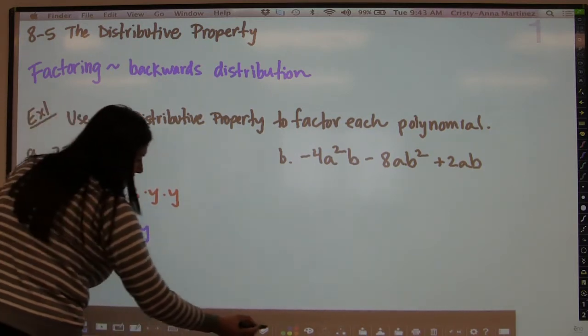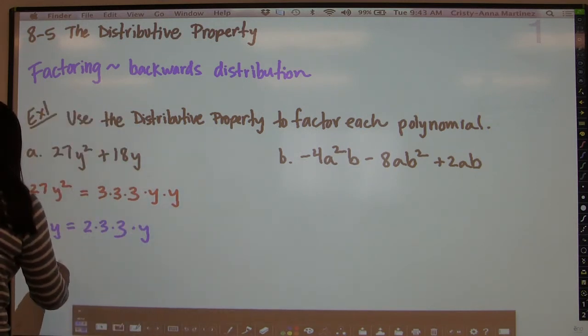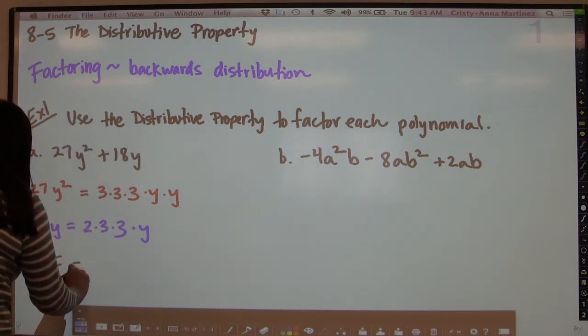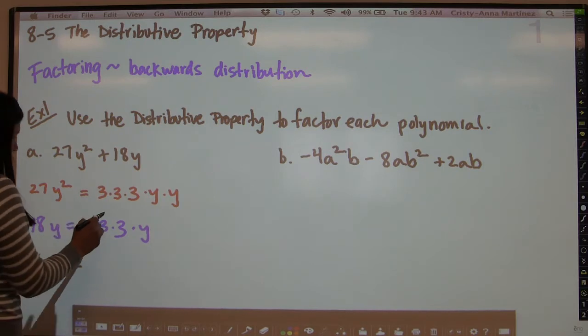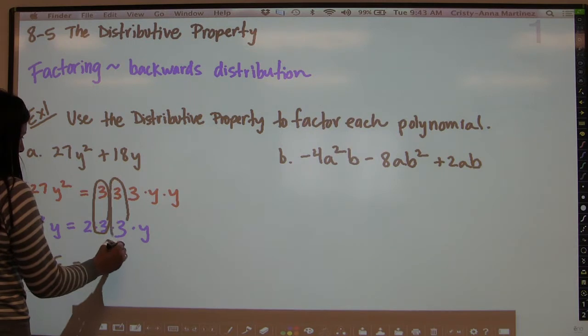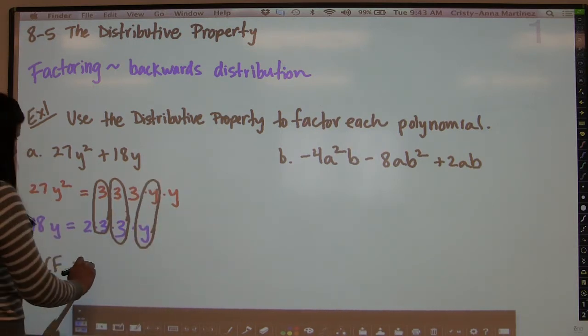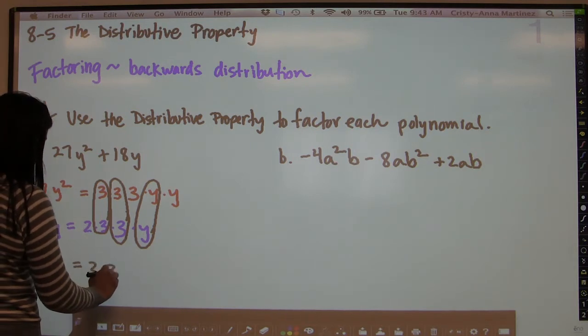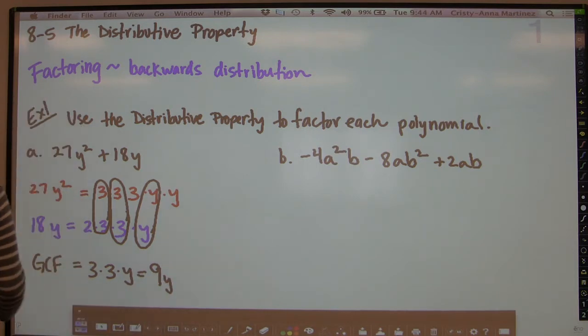And then what you want to do is find the greatest common factor. Again, you don't necessarily have to write it all out this way. Some of you can probably just tell by looking at it what the greatest common factor is. But it just so happens that they both have a pair of 3's, and even a pair of y's. So our greatest common factor would be 3 times 3 times y, or basically 9y. So our GCF, greatest common factor, is 9y.